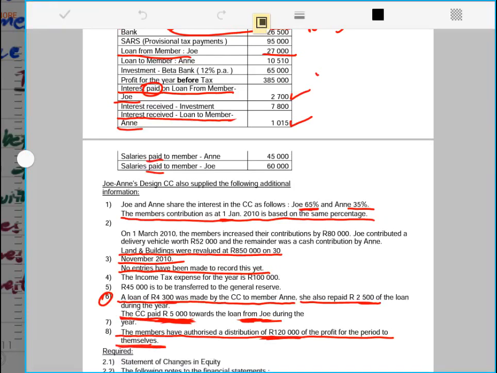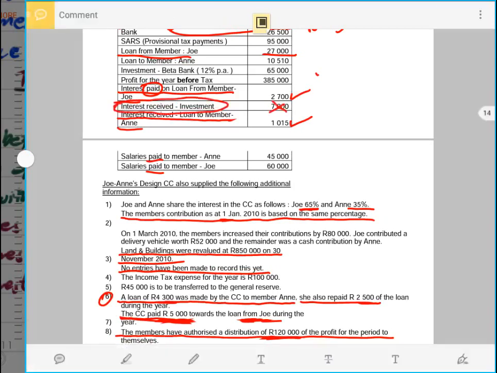Now there was another interest. Look at this interest: the interest received on the investment. Which investment is this one? It could be any other investment. It could be just an investment to Old Mutual. It could be an investment to Sanlam. It could be an investment to any other company. But this investment was not an investment on a loan given to a member. Therefore that will not be recorded in the transactions with the members. So we only take into account, remember, incomes and expenses that are between the members and the close corporation.